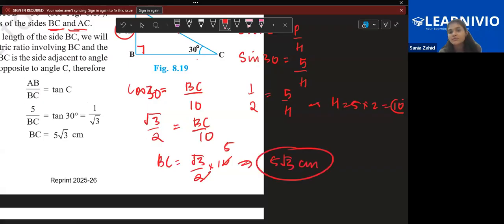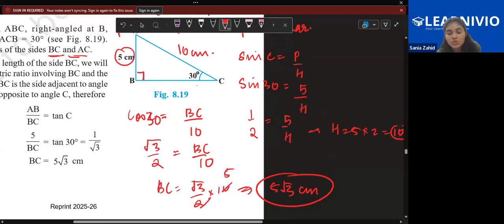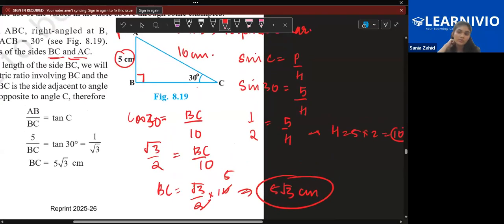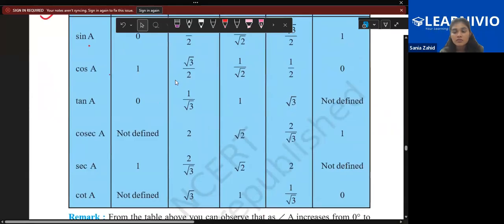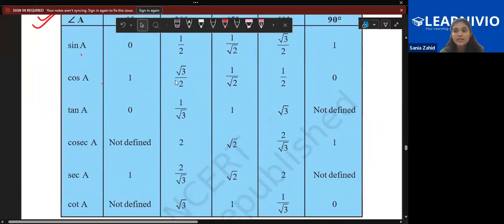Cos is 2 by root 3, right? No, cos is not 2 by root 3. Cos 30 is root 3 by 2. I told you, you reverse the table. You didn't tally, right? I told you to tally from this. Tally it quickly.